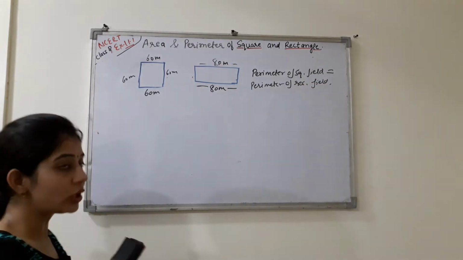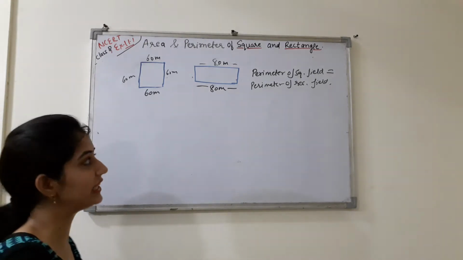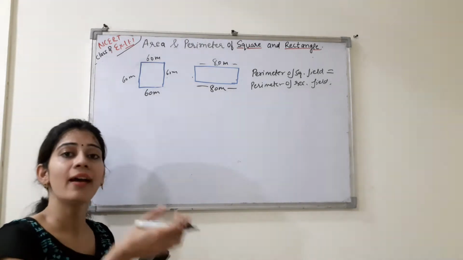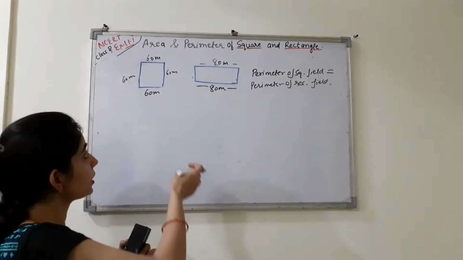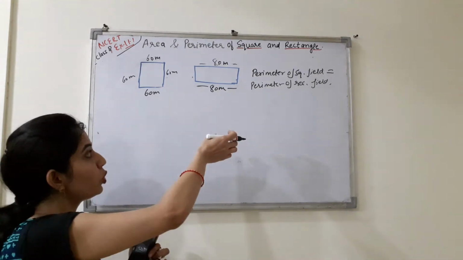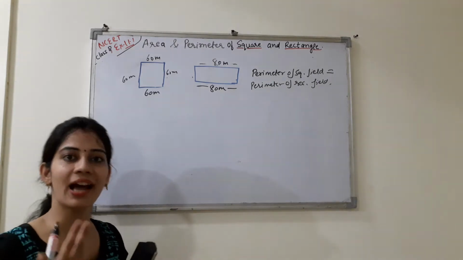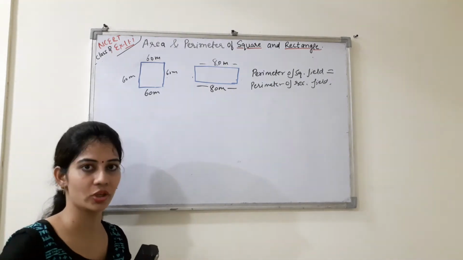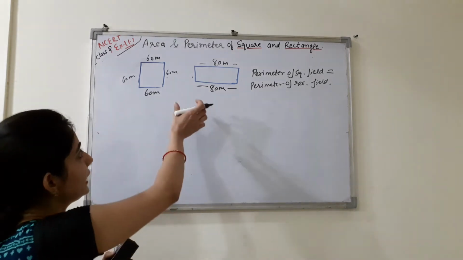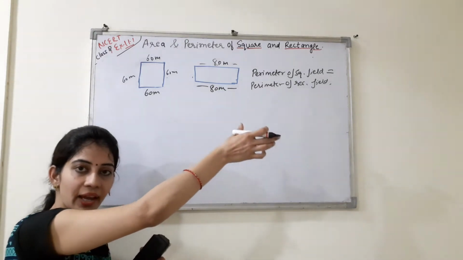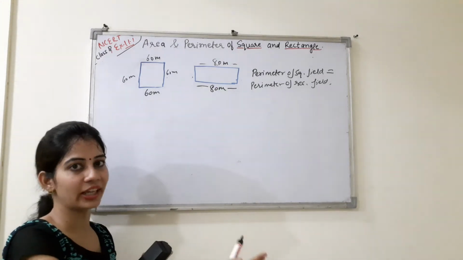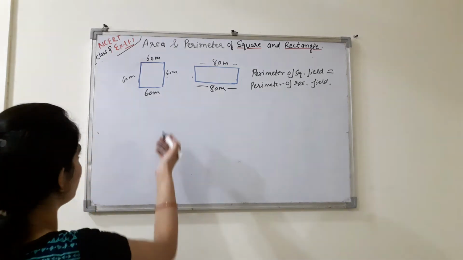Okay, and what you have to find is the area of both the fields, and you will also know which field has the larger area and by how much, right? This you have to find: what is the area of both, which one has the larger area, and by how much. So now we will start.